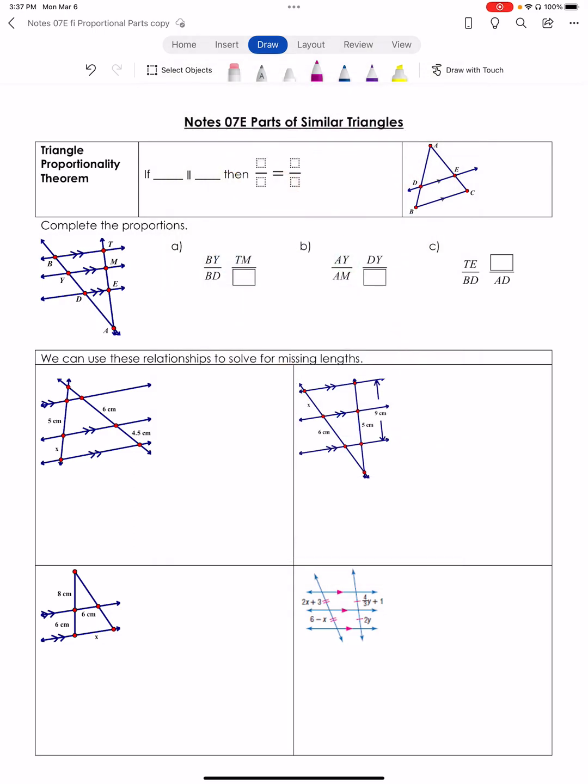Okay, so we're going to be talking about parts of similar triangles. There's a video where I go through the proofs, and I'll do that in class, but I don't think that you need it for your explanations.